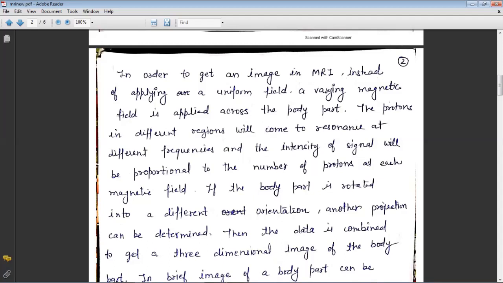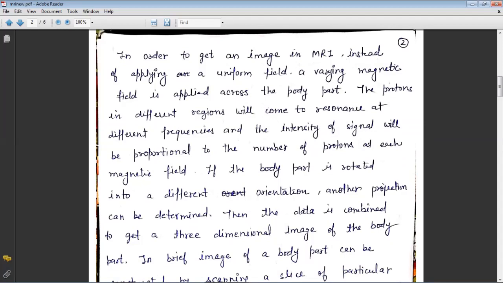So there is splitting here. Same in the MRI case, we also apply an extra magnetic field, so that the protons in different regions will come to resonance at different frequencies, and the intensity of the signal will be proportional to the number of protons at each magnetic field. If the body part is rotated into a different orientation, another projection can be determined.